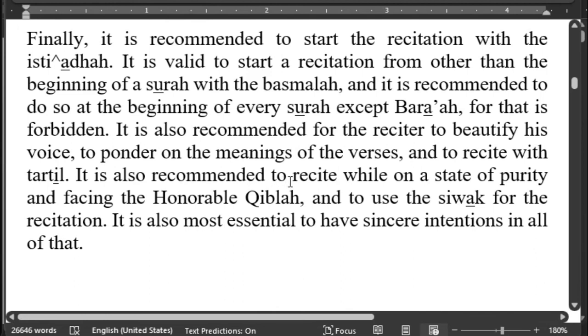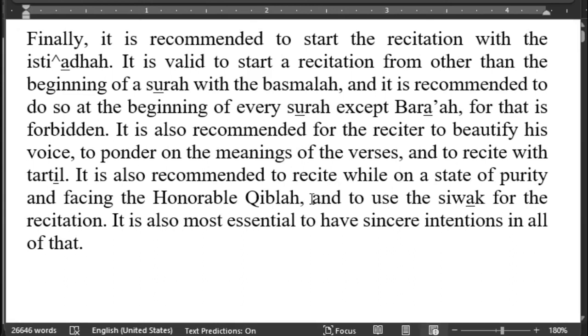It is also recommended to recite while in a state of purity, meaning having wudu, even if you're not touching the mushaf, and facing the honorable qibla. And if you do memorize the Quran, it's still sunnah for you to look into the mushaf. And it's rewardable to look into the mushaf, just to open it and look at it with a good intention. That's rewardable.